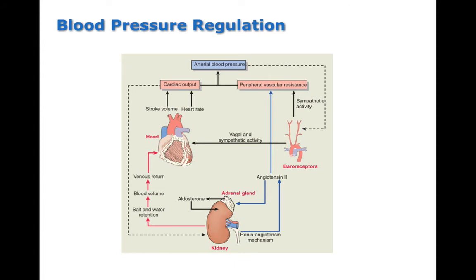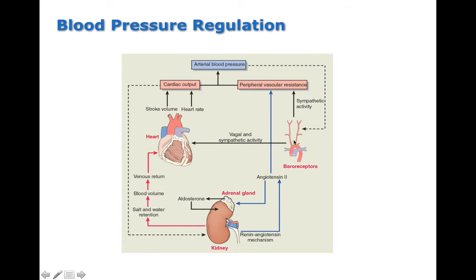So let's say you had too low of a blood pressure. What you can do is increase heart rate or increase stroke volume by increasing heart muscle contractility. Both of these would increase cardiac output, and that's going to increase your blood pressure.